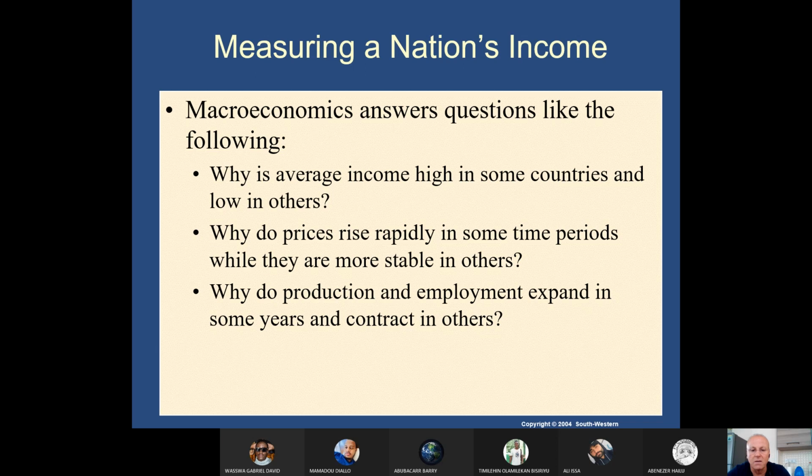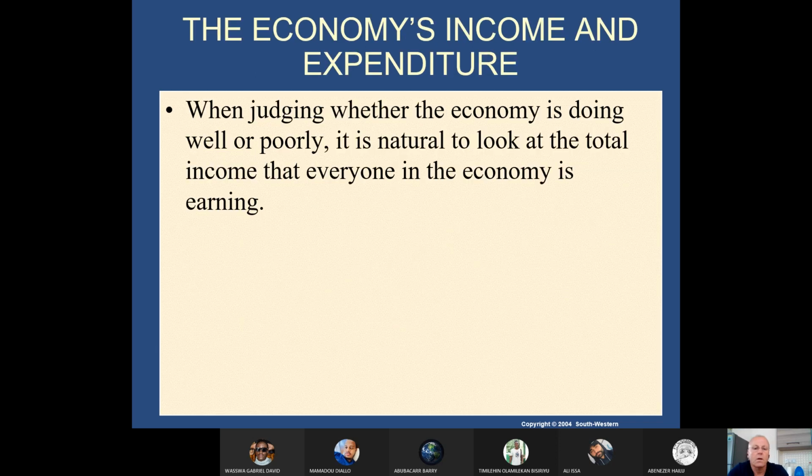Therefore, in macroeconomics, we are questioning this and trying to find a reasonable answer for enlarging and increasing the prosperity and welfare at the nation's level. In judging whether the economy is doing well or poorly, it is natural to look at the total income that everyone in the economy is earning. Therefore, income per person is affected and is expected to become enlarged, whether it is dependent on the income or on the wages.